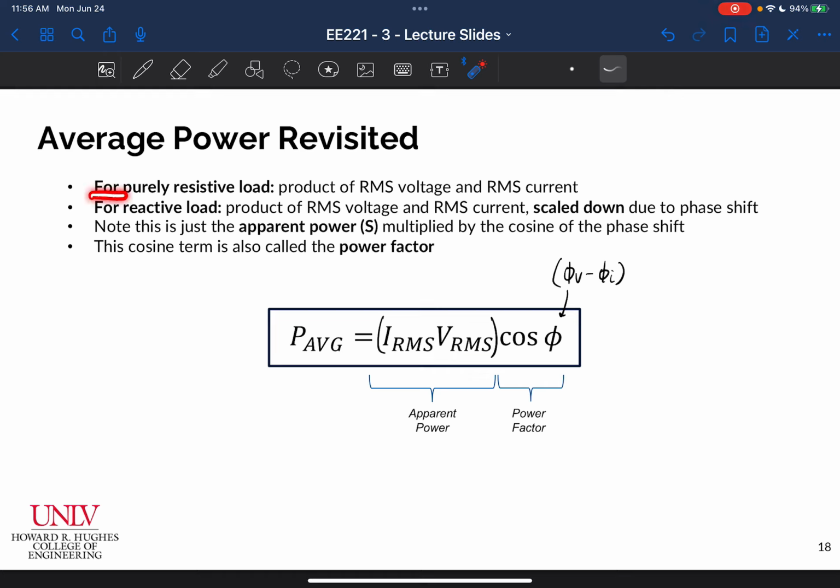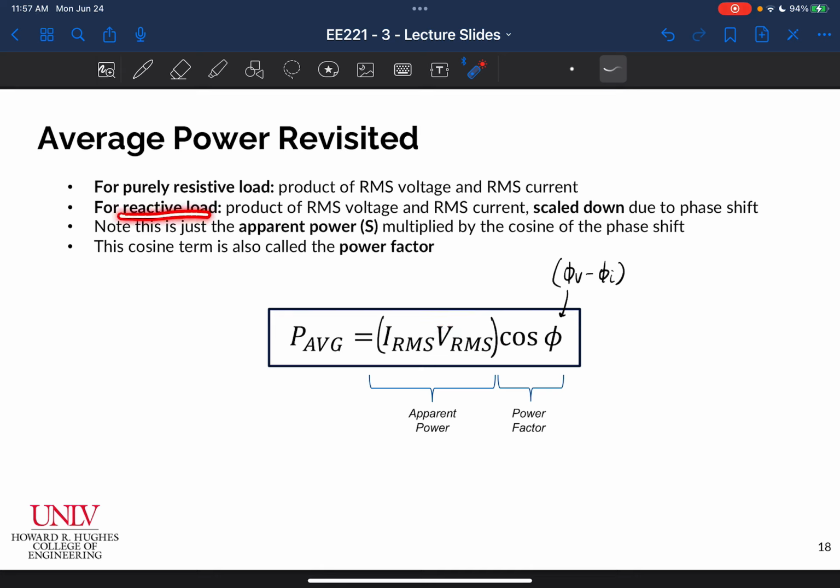For a purely resistive load, we already saw the product of the RMS voltage and current. Well, what's the case? Well, that's when the phi is 0 here, right? Phi is 0. So this cosine of 0 goes to 1, and I'm just left with I RMS times V RMS, which is what we saw previously.